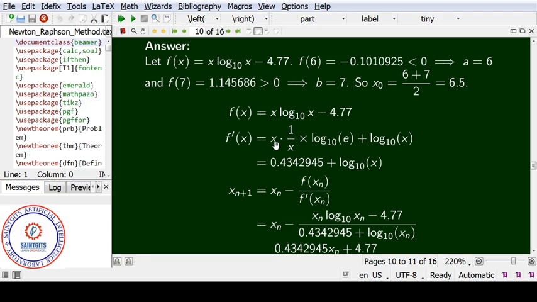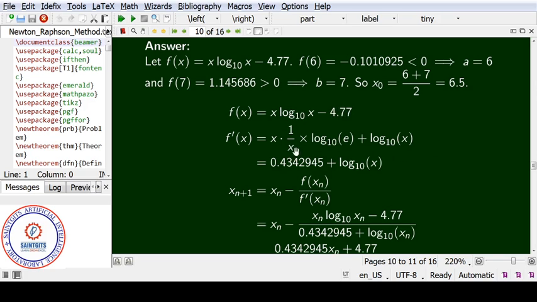Here we have to take in one important point: x into the derivative of this log to the base 10 x. x into the derivative of logarithm is 1 by x, but we have to take the derivative of logarithm to the base 10, changing the base rule. Actually, log to the base e of x gives the derivative 1 by x. Here the base is not e, so we have to compensate for it by multiplying by this factor. So x into the derivative of the second function is 1 by x into log of e to the base 10, plus the second variable, that is log x into the derivative of x. The derivative of x is 1, so log to the base 10 x. The next term is minus 4.77, its derivative is 0.